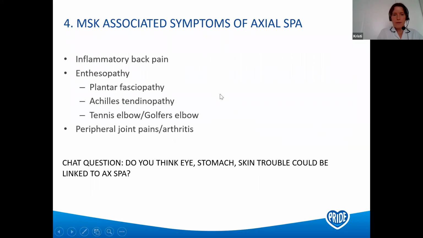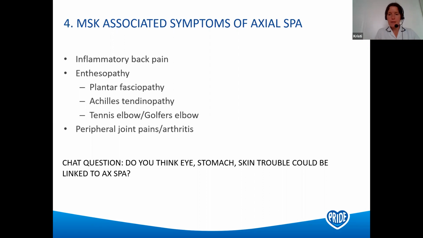So we've got other MSK related symptoms of axial SpA. So it's not just inflammatory back pain. A common one are your tendinopathies, your enthesopathy. So this is an autoimmune condition that affects the tendons and the ligaments around the joints. So your plantar fasciopathy, your Achilles tendinopathy, your tennis elbow, your golfer's elbow, your shoulder problems, all of that can be a cause of inflammatory arthritis. So peripheral joint pain. So I think of your 3 MSK associated symptoms: inflammatory back pain, your enthesopathies, your peripheral joint pains, especially if these pains move around.